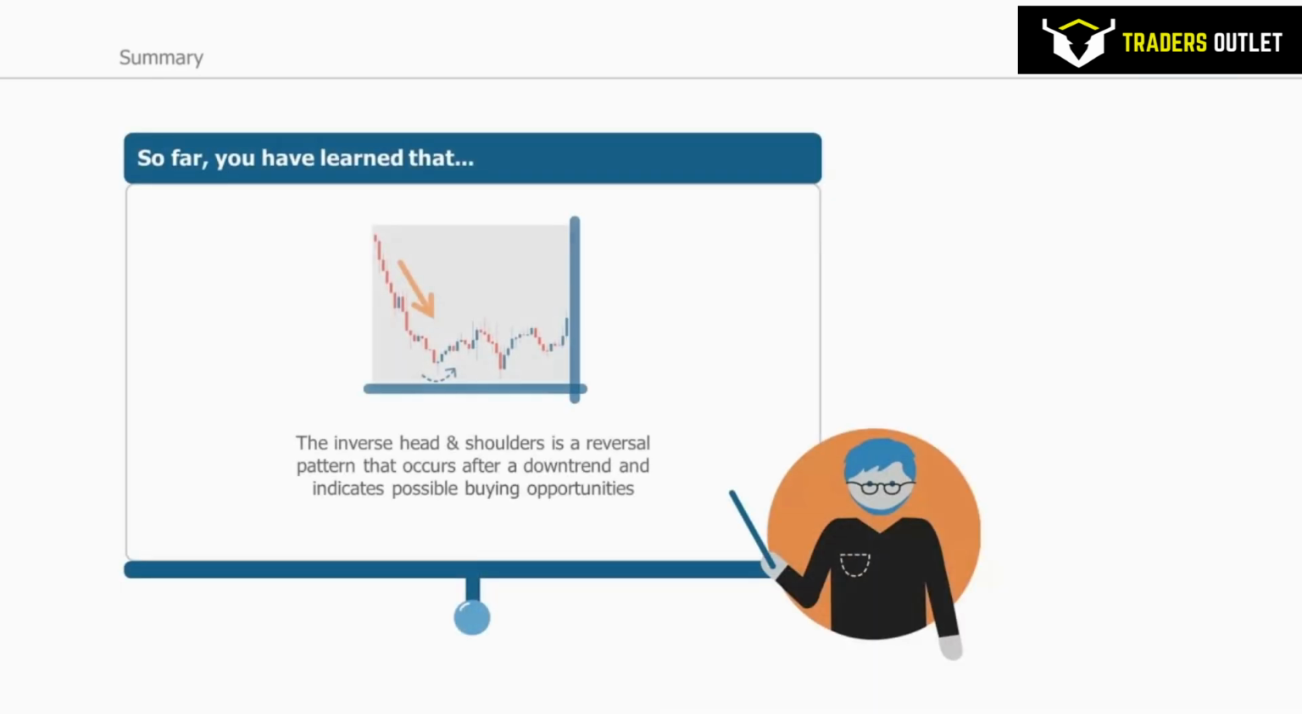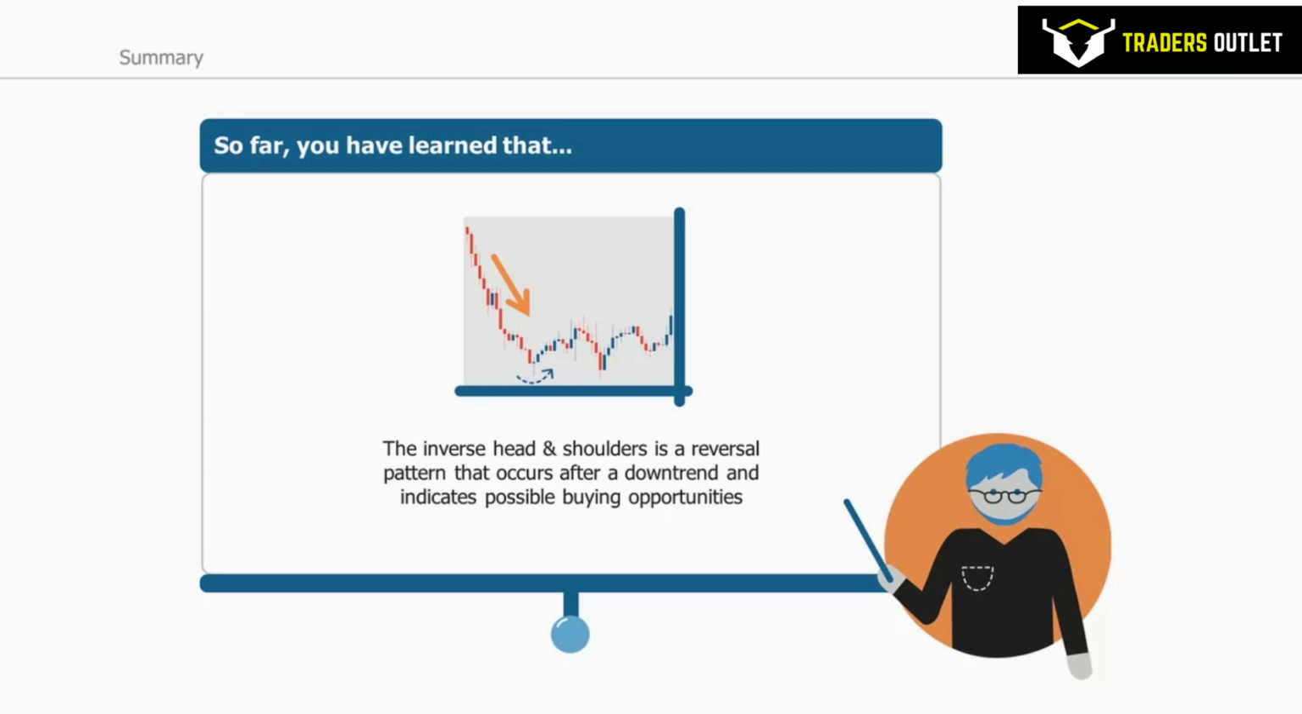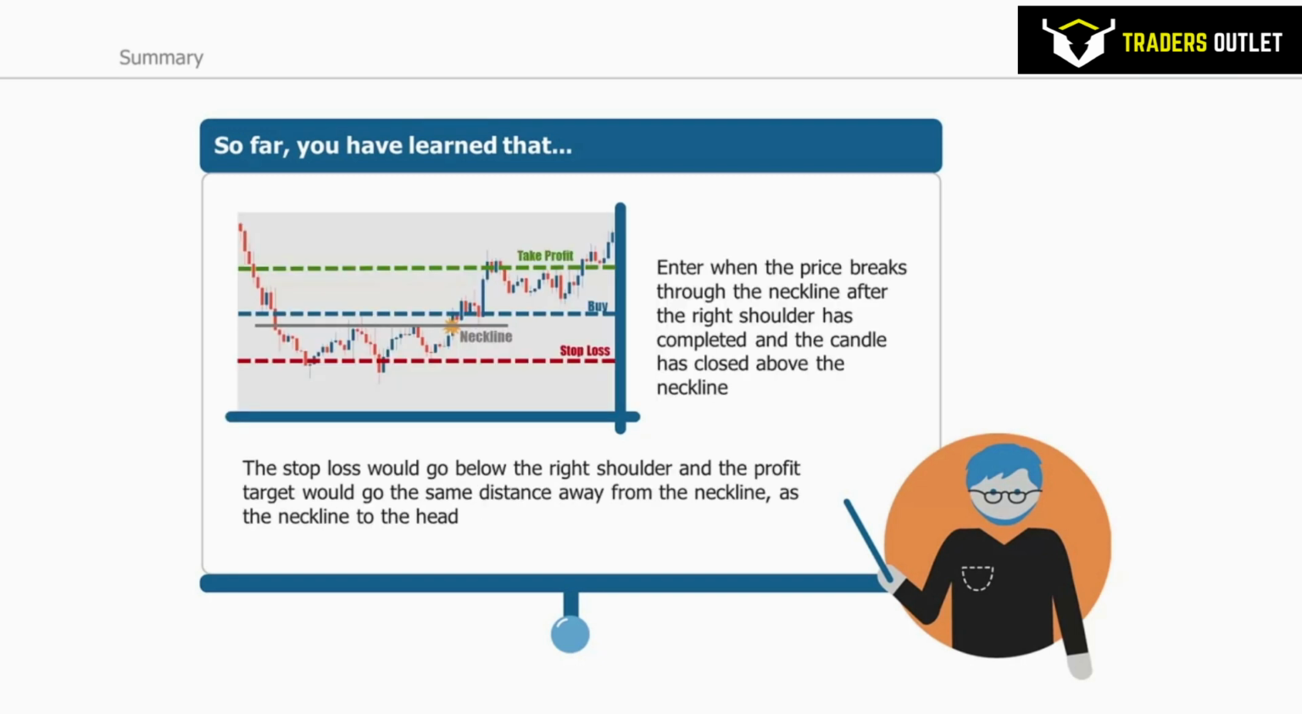So far, you have learned that the inverse or reverse head and shoulders is a reversal pattern that occurs after a downtrend and indicates possible buying opportunities. You enter when the price breaks through the neckline after the right shoulder has completed and the candle has closed above the neckline. The stop loss would go below the right shoulder and the profit target would go the same distance away from the neckline as the neckline to the head.